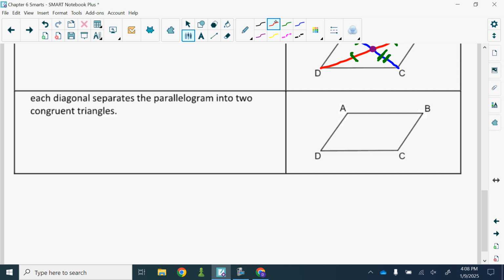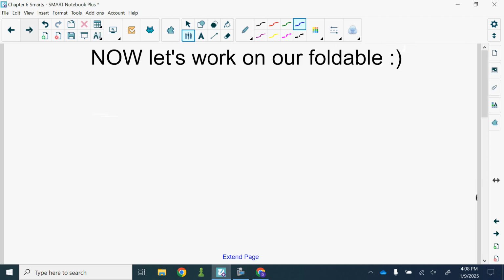Each diagonal cuts the parallelogram into two congruent triangles. So if I drew a diagonal here, that's a little wonky. Okay, clearly that is two congruent triangles. If I did it with the other diagonal from A to C, clearly these are also two congruent triangles. So both these diagonals individually, respectively, create two congruent triangles.